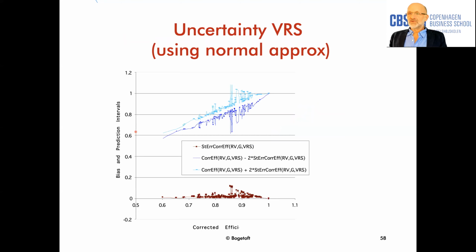Here we also tried to do this, but where we added confidence intervals. The black ones are the standard errors of the biases. What we tried to do at that point was to take these standard errors, multiply them by 2, and subtract or add that to the original efficiency scores, and that gave us a confidence interval for the bias corrected efficiency scores that look like this.